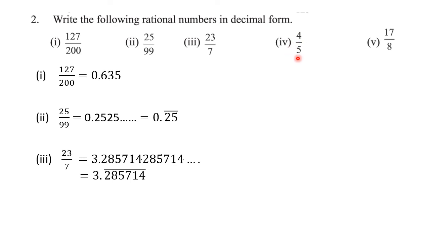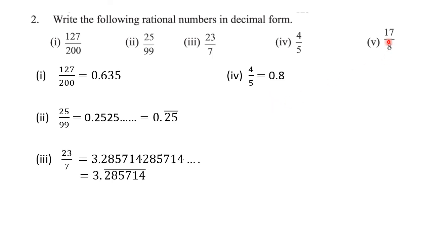Okay, now here 4 upon 5. See, the factor is 5. Prime factor is 5. So immediately you can tell that it is terminating type. Okay, and very easy, 5 8s are 40. So answer is 0.8. It is terminating one.